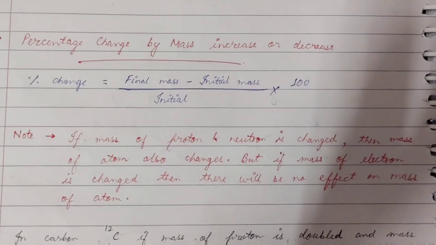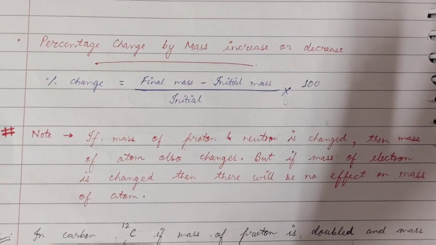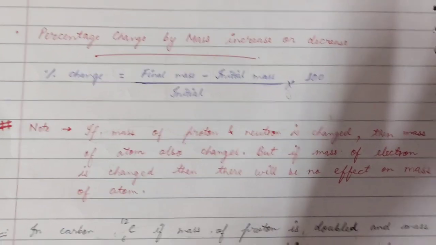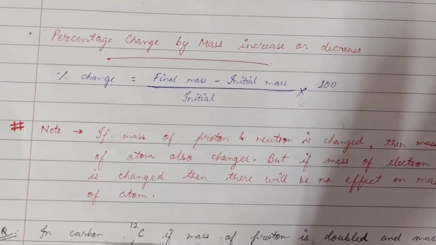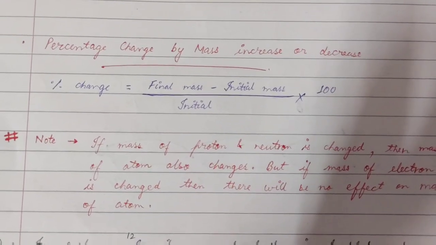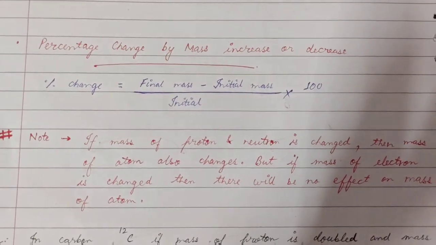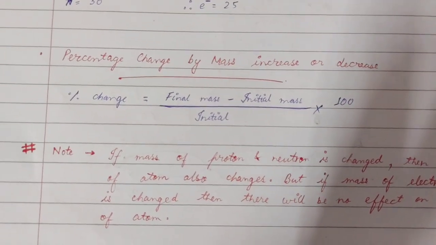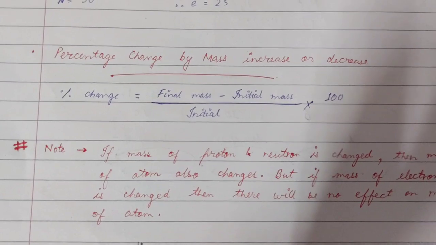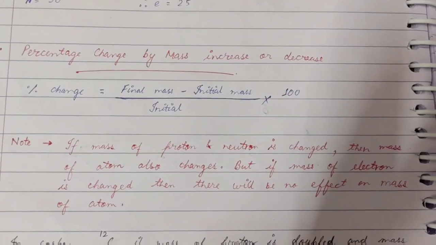Now here next topic comes is percentage change by mass, increase or decrease. Percentage change is calculated by final mass minus initial mass divided by initial mass into 100, which gives us the percentage change. If it is negative, then it is the decrease by that percent, and if it is positive, then it shows the increase in that percent.